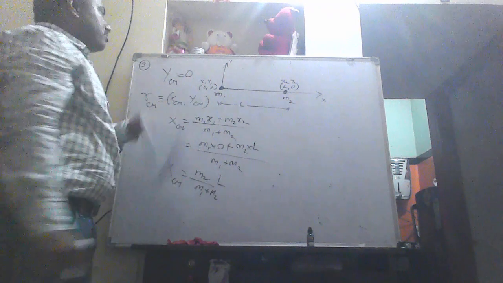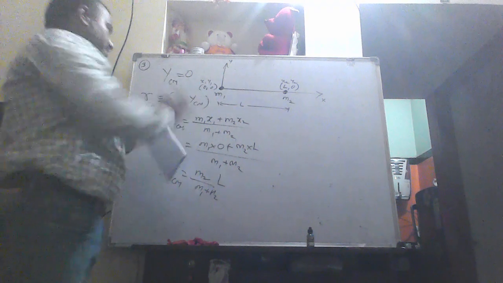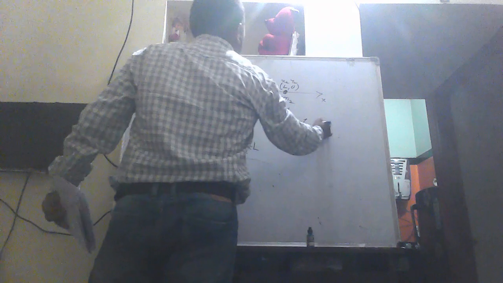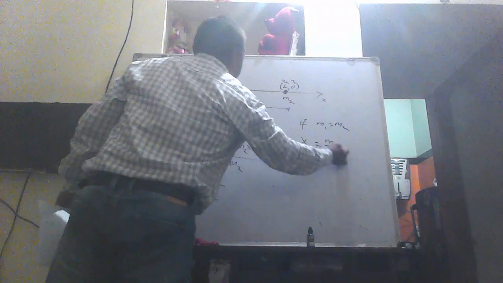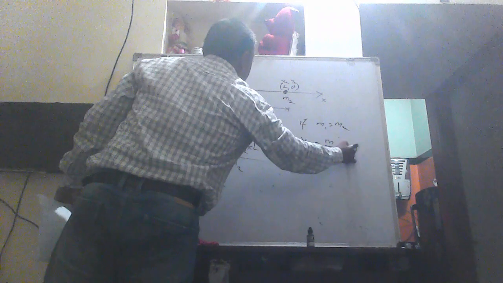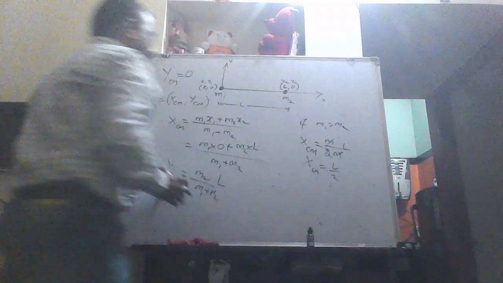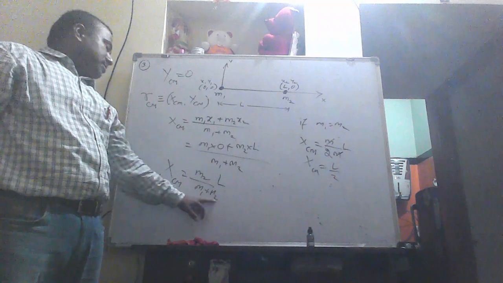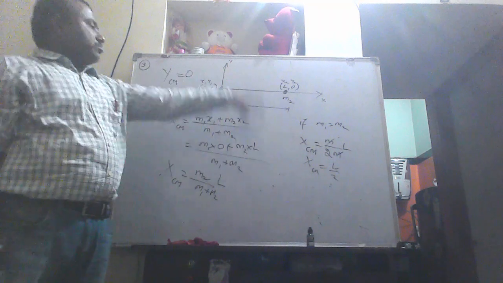There is one special case, sometimes asked: a uniform distribution of mass, where both masses are the same. If m1 is equal to m2, what happens? X center of mass becomes m L divided by 2m. The m cancels, so it is L by 2. So like that we can solve the problem.